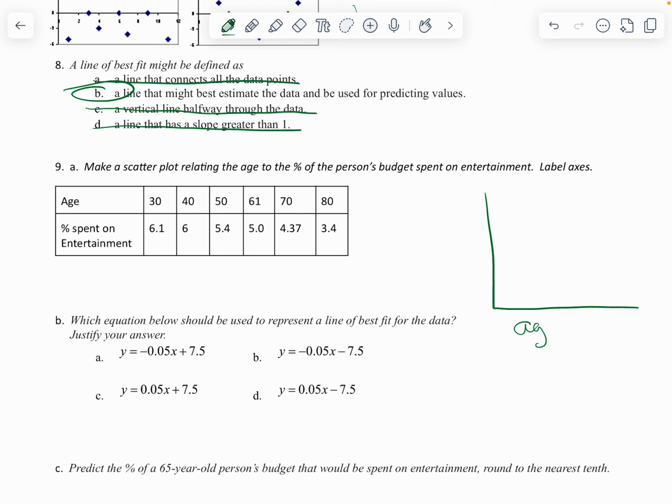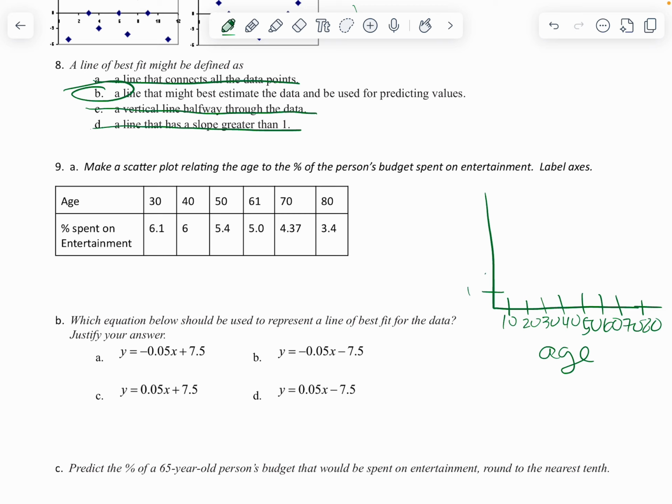Age. There we go. So we're starting at 30 and we're going up to 80: 10, 20, 30, 40, 50, 60, 70, 80. And then we're doing times percent on entertainment.